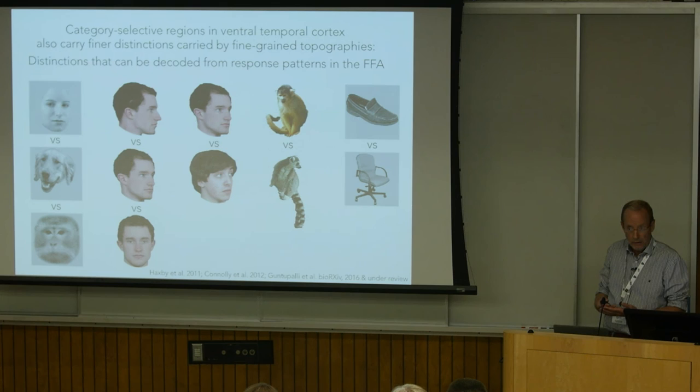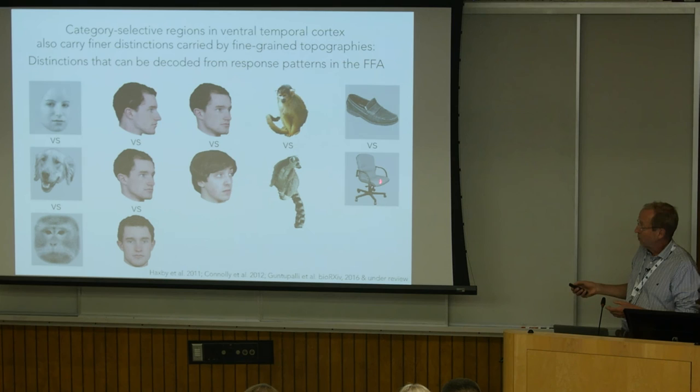So the FFA has these kinds of information embedded in some topography that we don't understand well, that can be harvested with fMRI. But even weirder than that, you can also distinguish the response to monkeys versus lemurs in the FFA, and you can distinguish the response to shoes versus chairs. So nothing to do with faces, which means that there is a fine-scale structure even within a functional area defined as strictly as the FFA that carries important information in terms of what is represented. And we don't have a model for how that is structured.